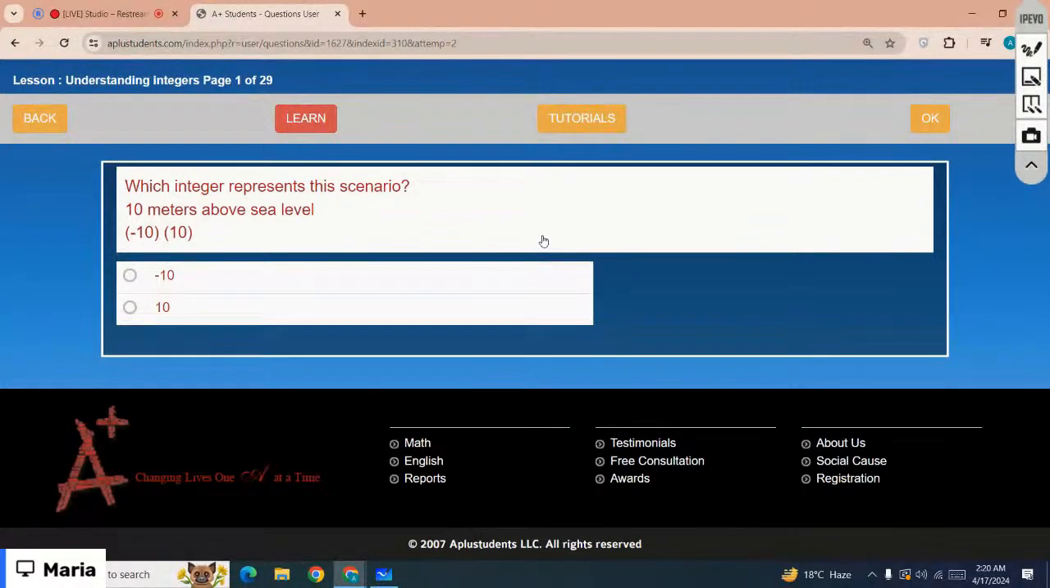Okay, which integer represents the scenario 10 meters above sea level? So which is the correct option? That is above sea level, so that would be positive 10, because above sea level is an increase. So that is positive 10.